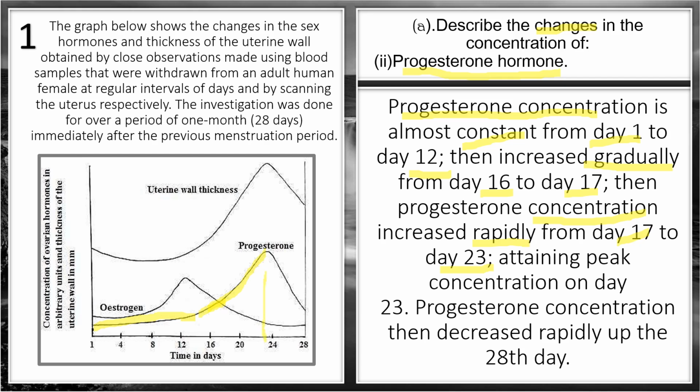It attained the peak. The concentration attained the peak at the 23rd day. Progesterone concentration then decreased rapidly up to the 28th day. So now from here, the 23rd, it decreased rapidly up to the 28th day.